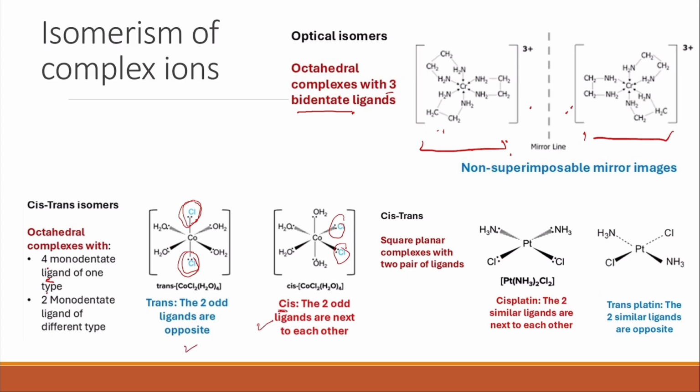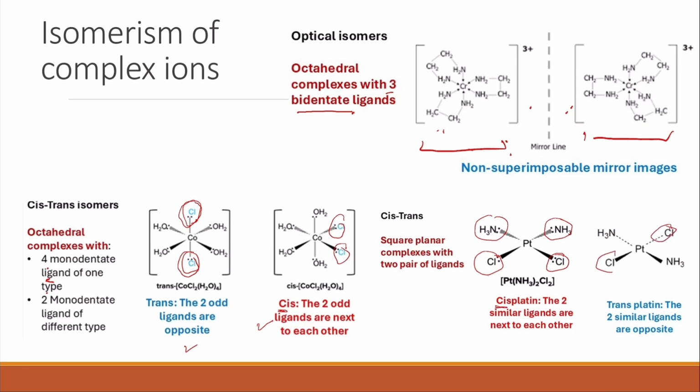Another case is the one we can see in square planar complexes when there are two pairs of ligands. So we have two different ligands, and each will have a pair of the same type. Something like platinum: cisplatin and transplatin. In cisplatin, as you can see, there are two chlorides and two ammonia. If the two chlorines, or the two similar ligands, are next to each other, then it's going to be the cis isomer.